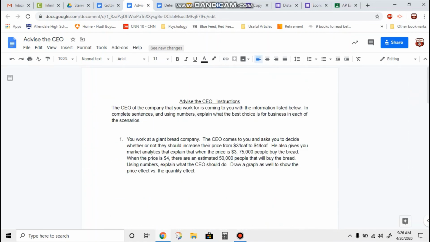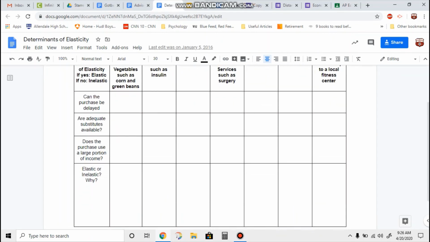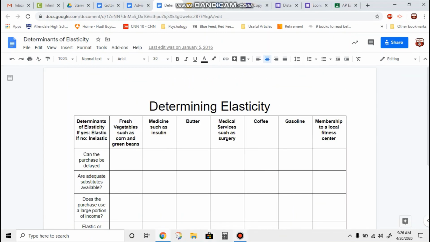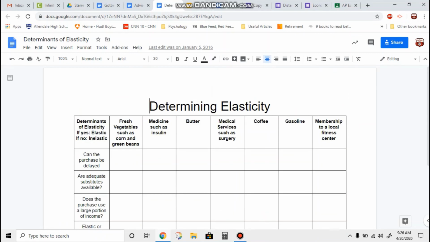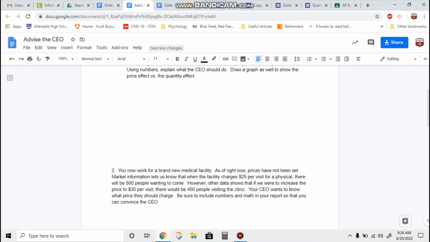So your 2 assignments for today are to work through these and then to determine or to estimate the elasticity of these products as well based on these 3 questions. Okay? Reach out to me if you have any questions or concerns. I'll be by my email all day, so I'll be able to get back to you relatively quickly.